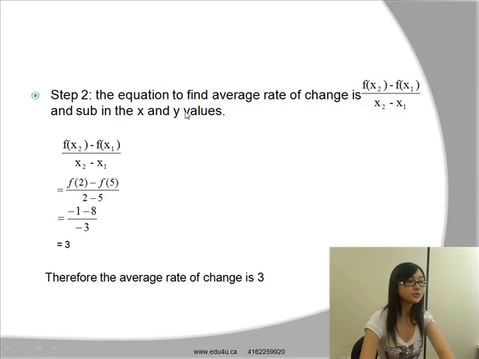Step 2 is the equation to find the average rate of change: y2 minus y1 divided by x2 minus x1, and sub in the x and y values that we just found in the previous slide. So that would be negative 1 minus 8 divided by negative 3, that would be 3. Therefore, the average rate of change is 3.